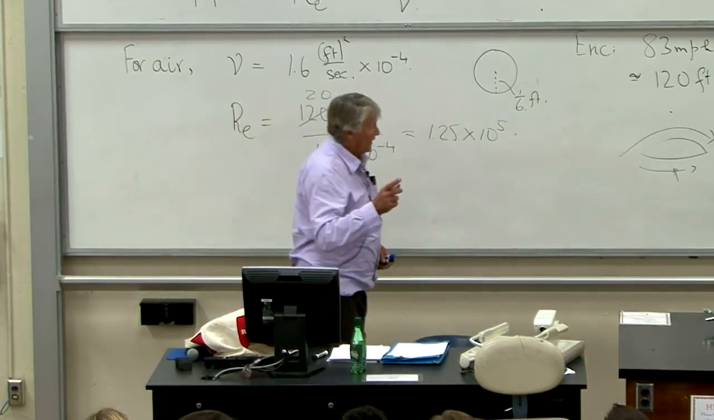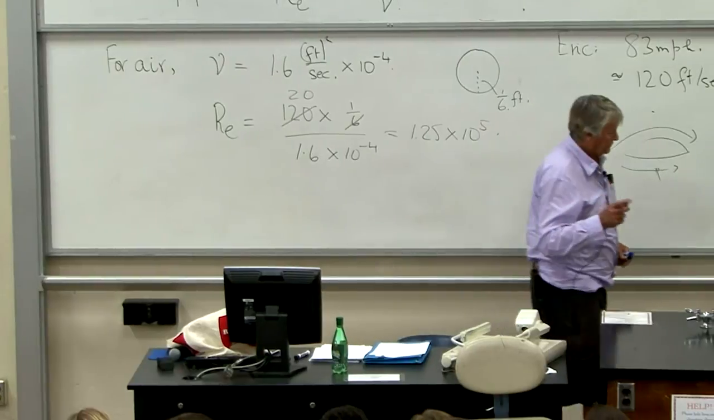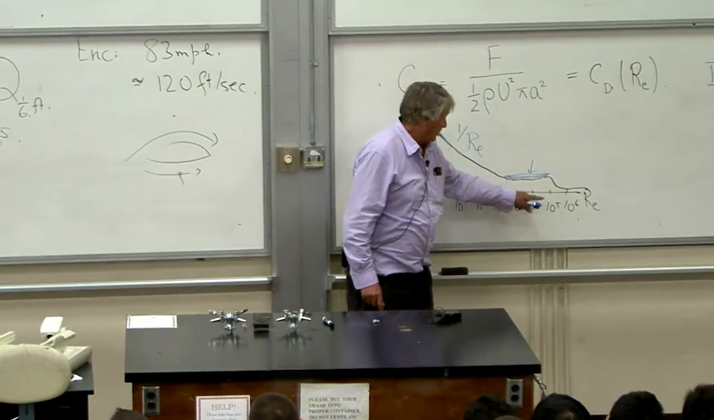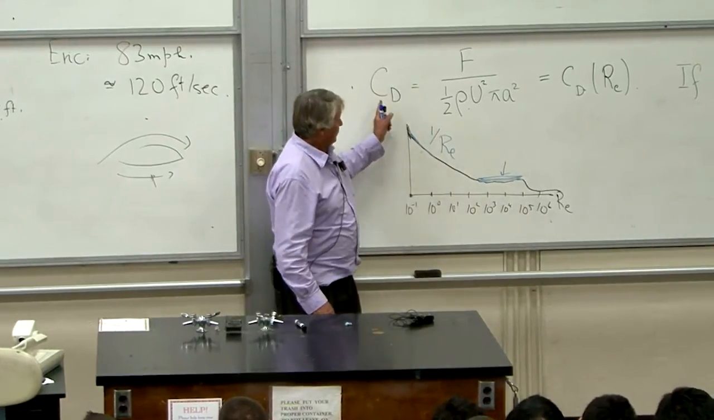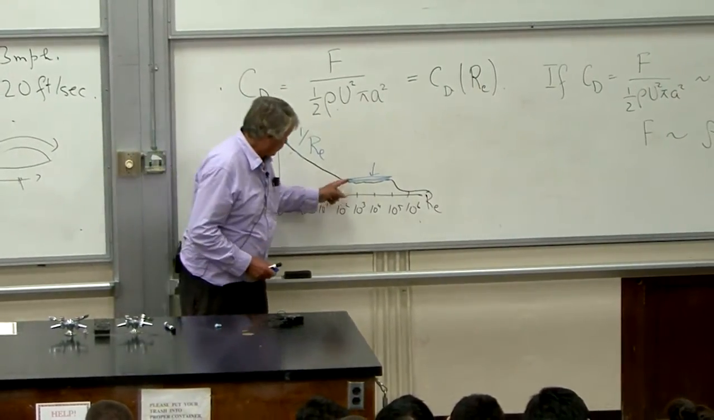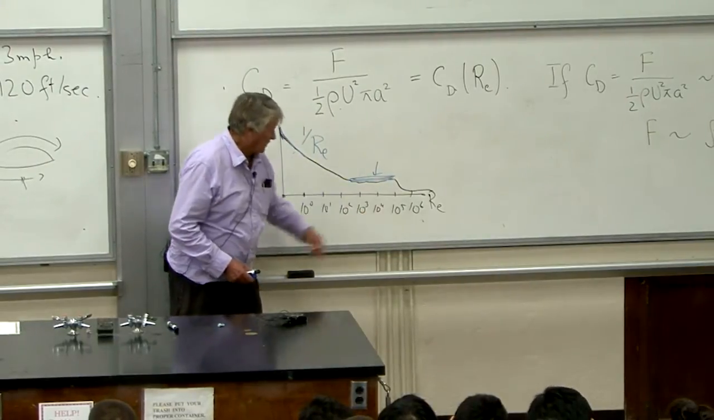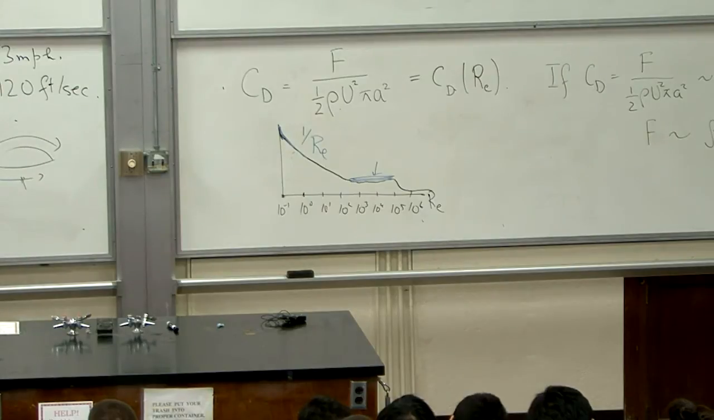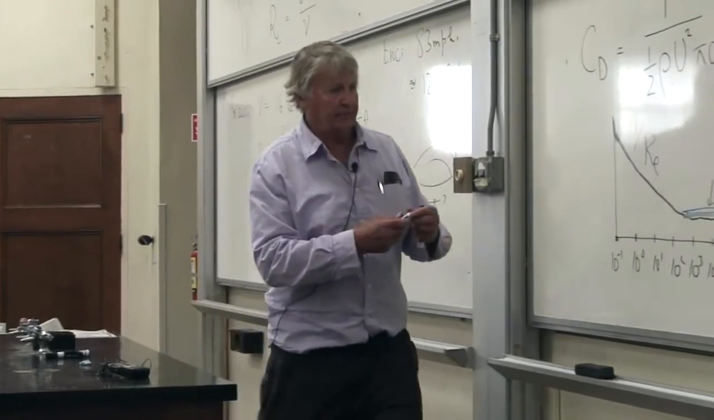On the other hand, Eric's fastball, gee, he's up here. He's in a region where the drag coefficient is constant. The drag coefficient is constant almost over 2 decades, in other words, a factor of 100 in the Reynolds number. That's quite remarkable. So let's work out what happens then.